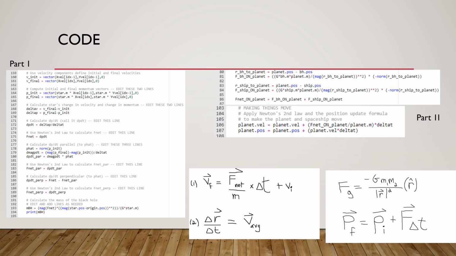To the right is the code I used for the second part of my lab. As you can see, we used the law of gravitation to find the force of gravity on the planet from the black hole and from the ship. And then if we added these two gravitational forces together, we got the net force on the planet. And then using the net force on the planet, we can use Newton's second law and then the velocity update law to continuously update its position.